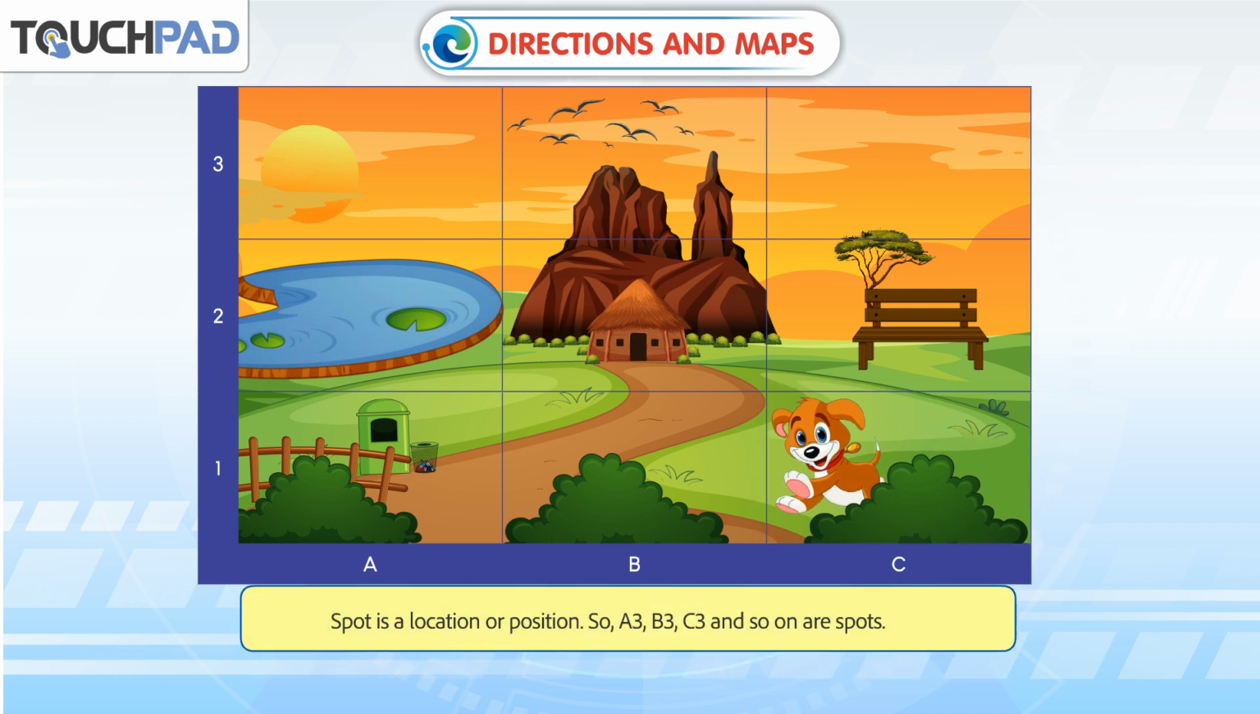Spot is a location or position, so A3, B3, C3 and so on are spots.